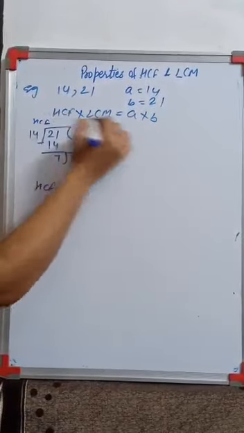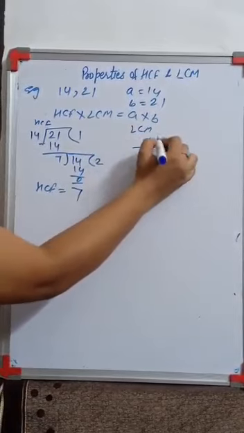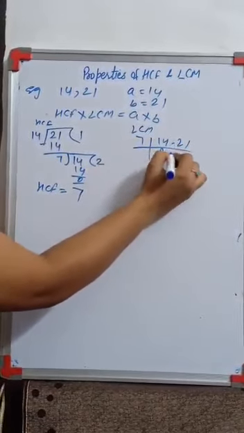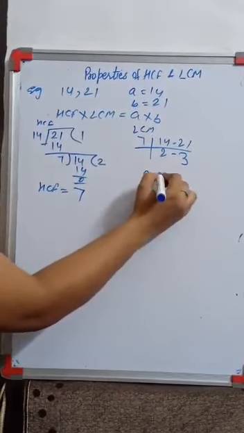This is your HCF. Now calculate the LCM. 14, 21: 7 2s are 14, 7 3s are 21. So the LCM will become 7.